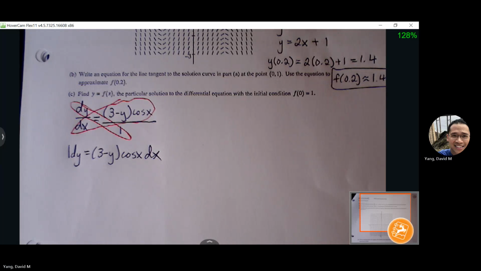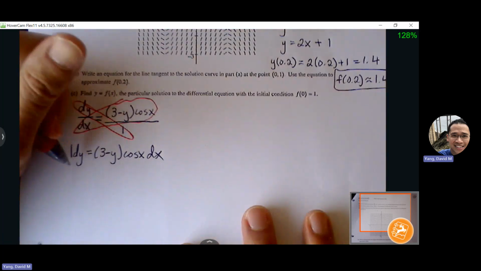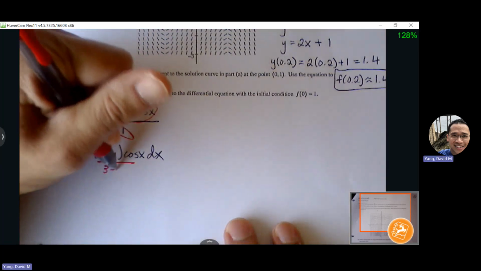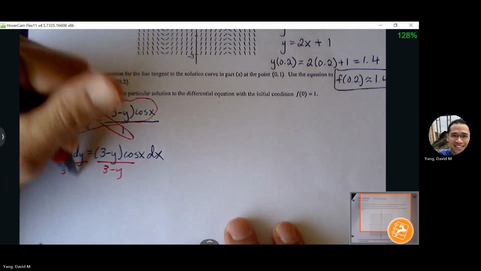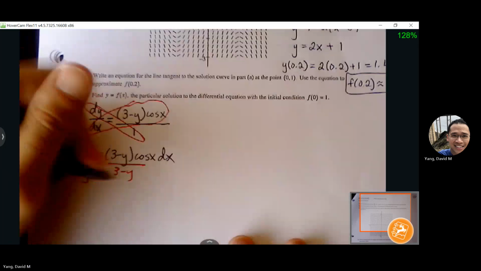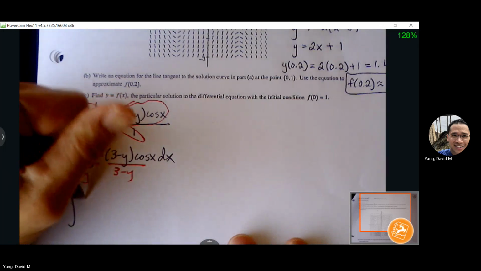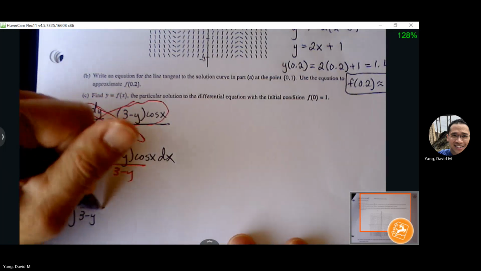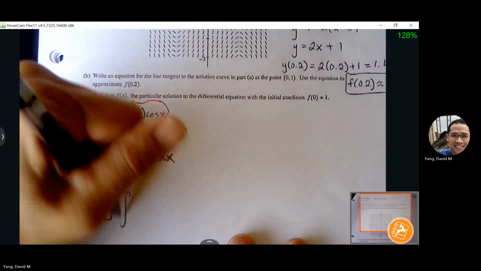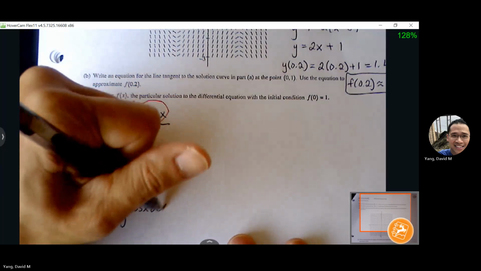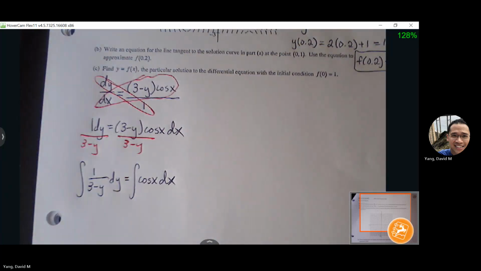Okay. dy and dx are in their final places. One thing is out of place. What's out of place? 3 minus y, right? We've got to move that where? Left side, in the denominator, yeah. Okay, y's are together, x's are together.